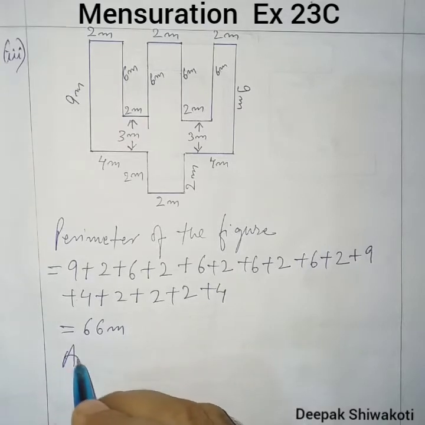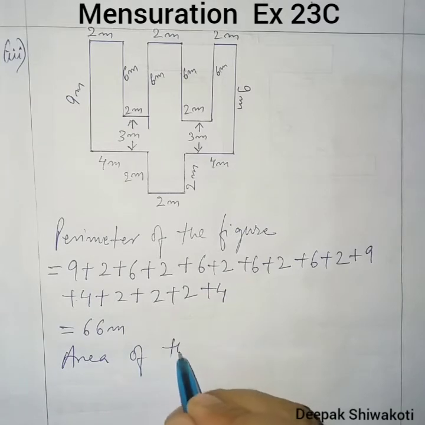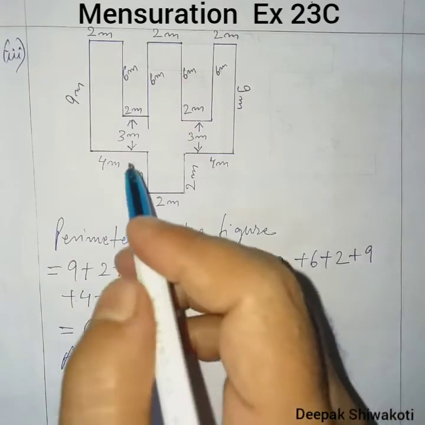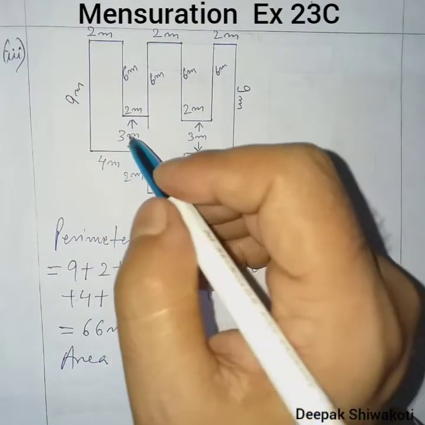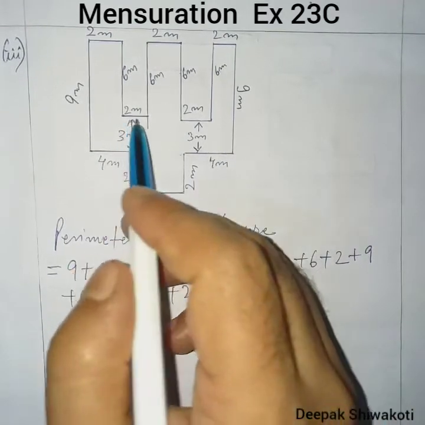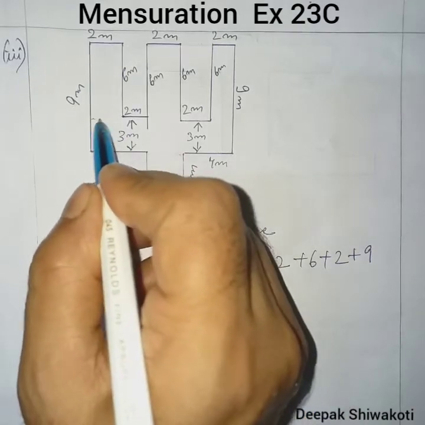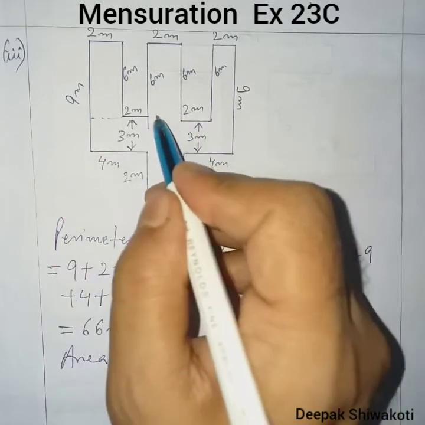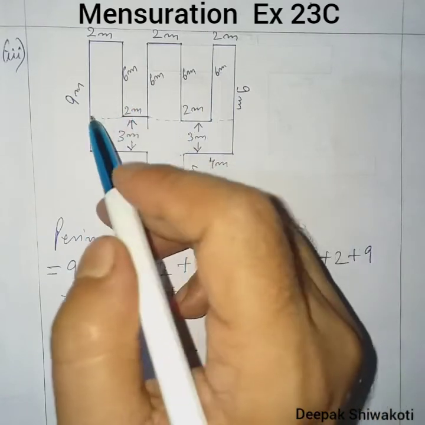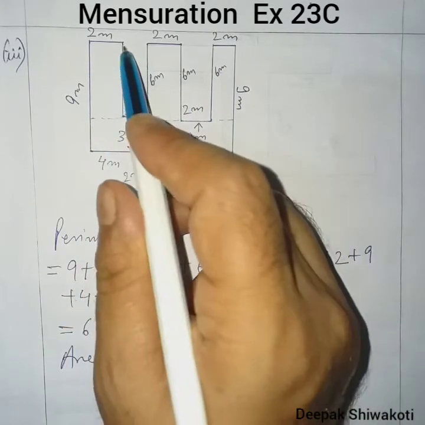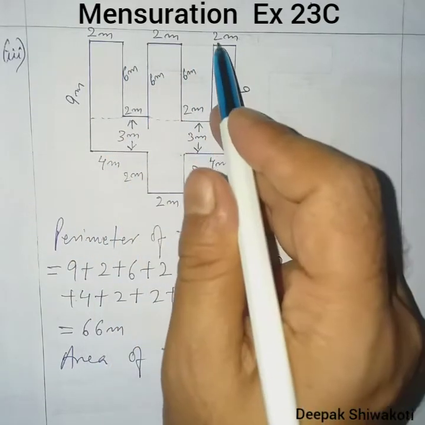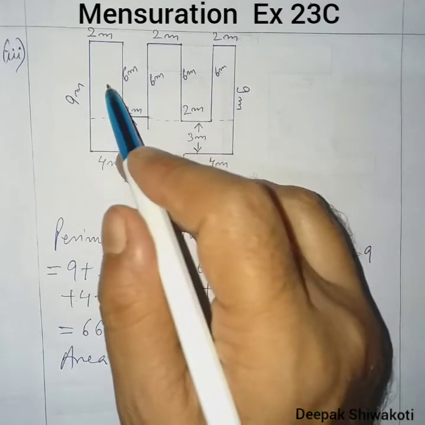Now next is area of the figure. Area of the figure will be, we can separate this. Suppose this is one block, this is another block, this is another block. These three blocks are equal because length is 6 meter and breadth is 2 meter. So these three will be equal in area.